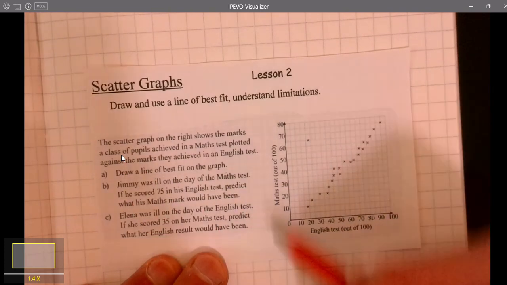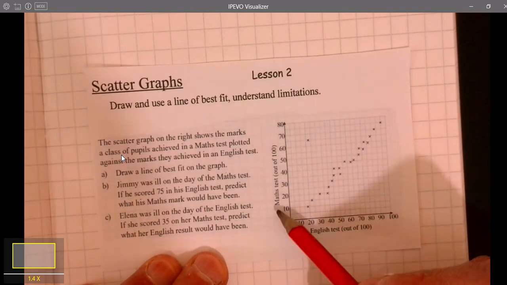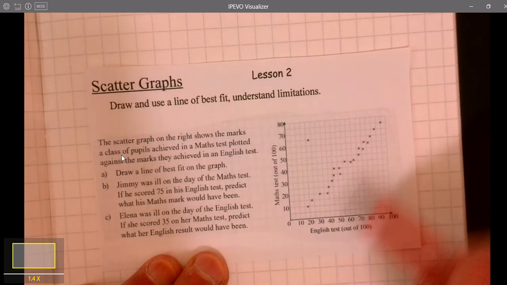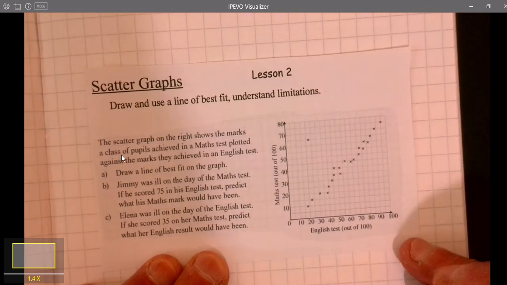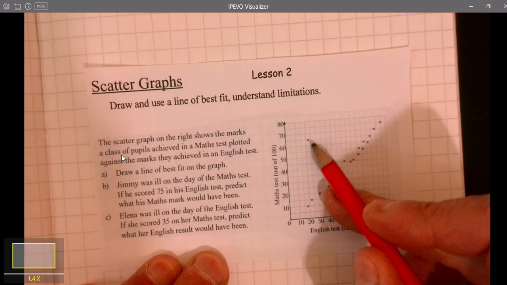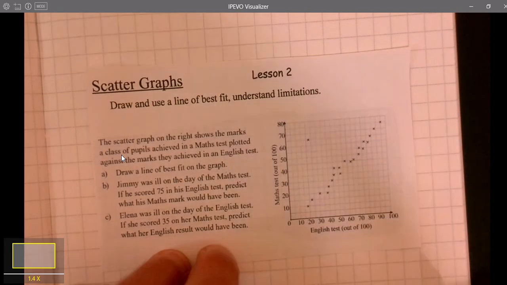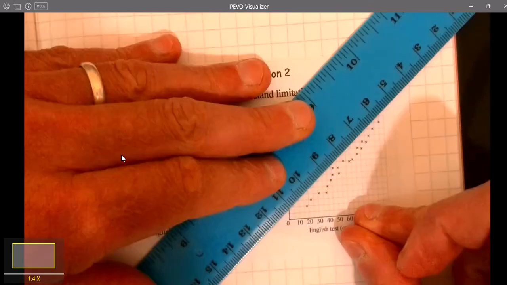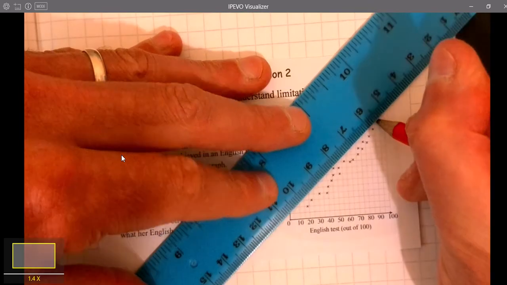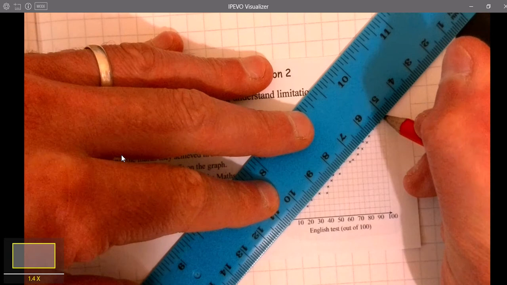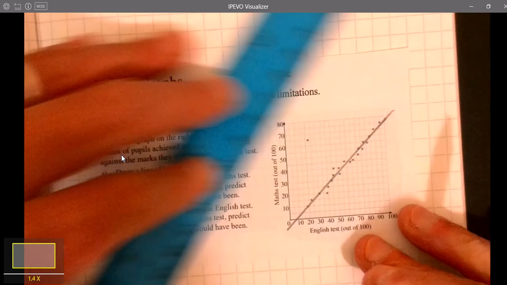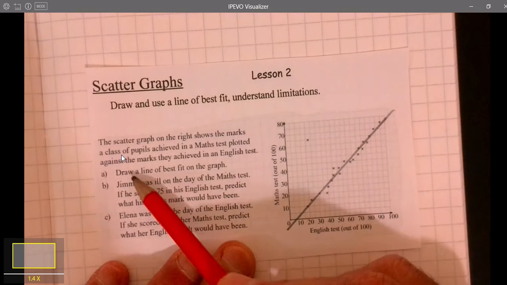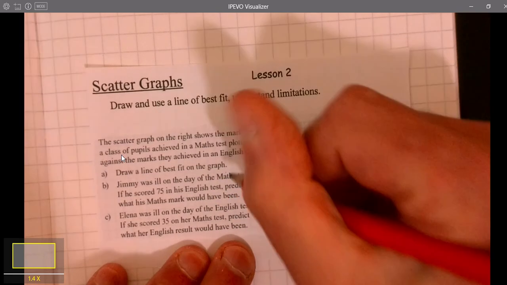Okay, so what it is, some people have done a maths test and an English test, and we plotted all their results, and surprisingly, they ended up on a reasonably straight line. There's a weird one over there, though. Right, so it says draw a line of best fit. So let's put a line in. So it's roughly following those. There we go. Now, to be honest, I kind of ignored that one. Draw a line of best fit on the graph. Right, that's done. There we go.